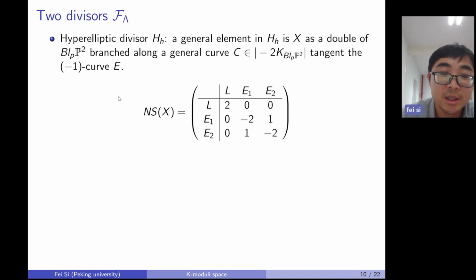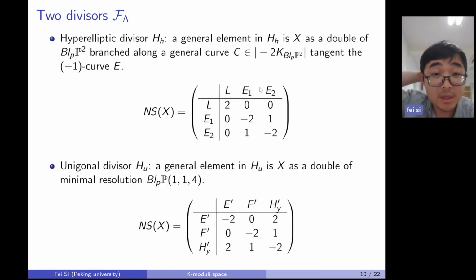Then you can explicitly compute its Lazy group. This Lazy group will look like this. This L is just still the polarization. E1, E2 just come from the splitting of this curve because it's tangent to the branch quartic. So E will split into two curves. The second divisor we call the unique divisor.